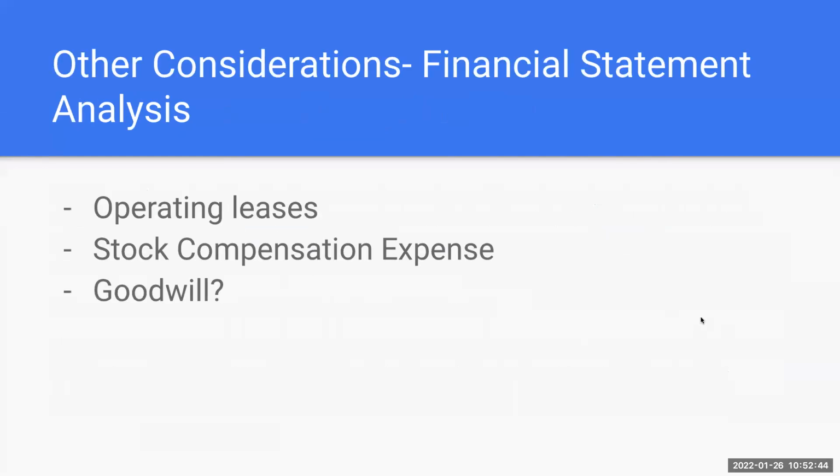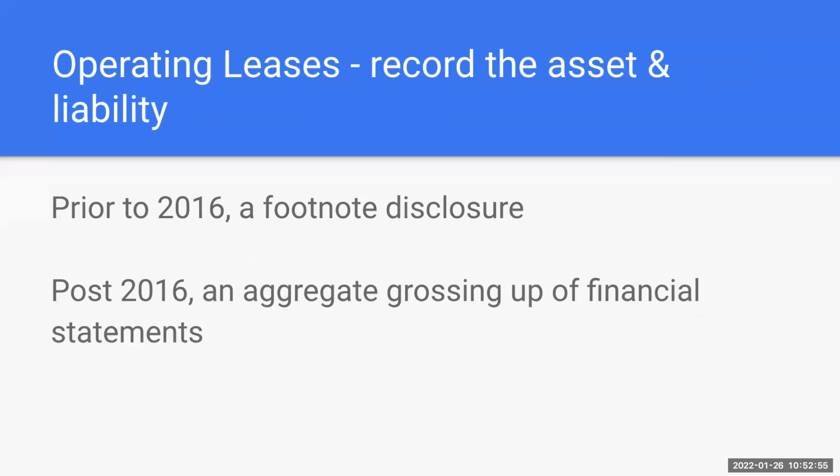Okay, so we're going to cover 3 different topics in 3 separate videos, but the first one we're going to be covering is operating leases. From an accounting perspective, if I sign a lease, if I'm going to rent office space for the next 10 years, prior to 2016, this was simply a footnote disclosure. I would just disclose this on my financial statements.